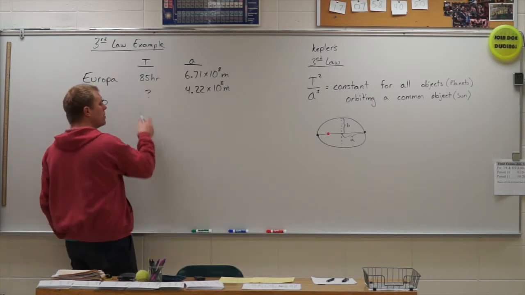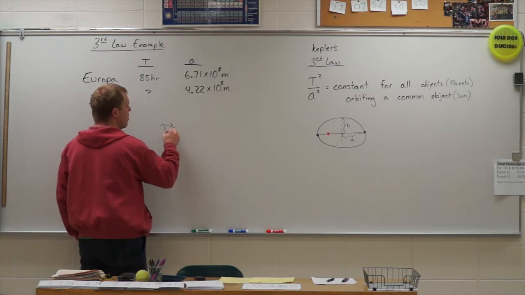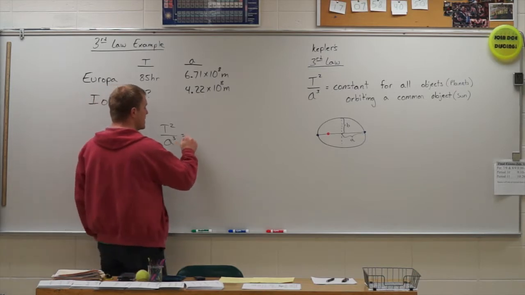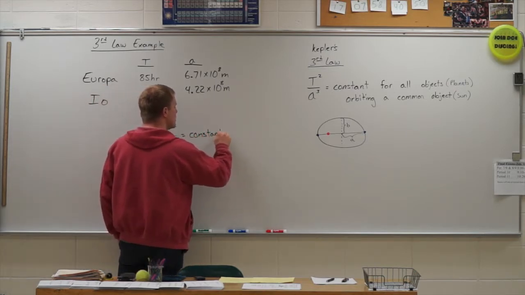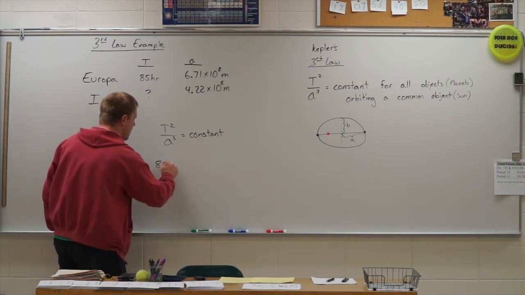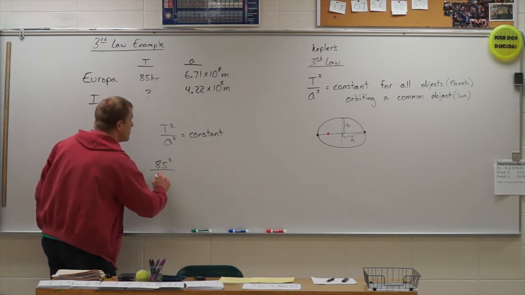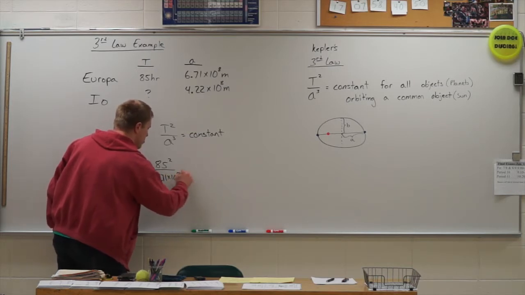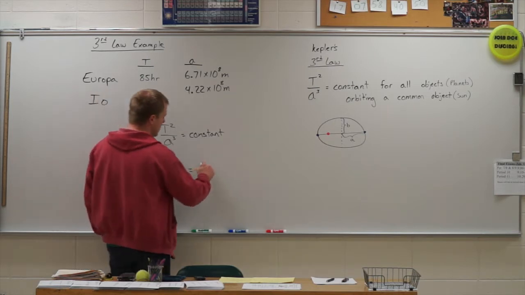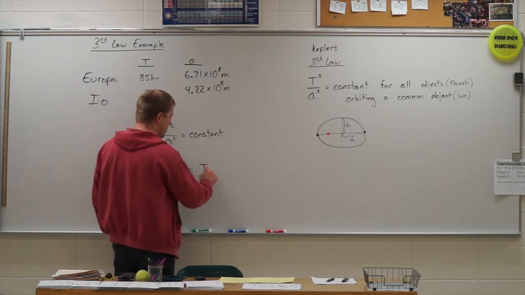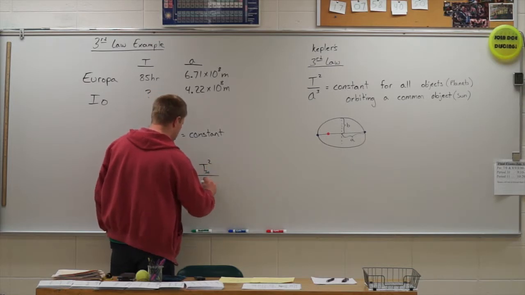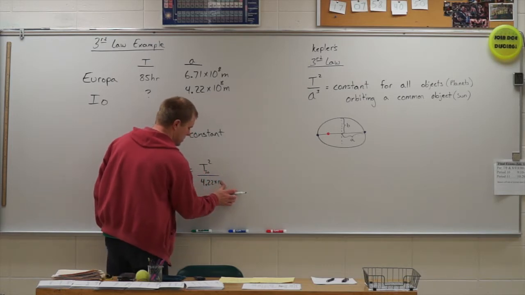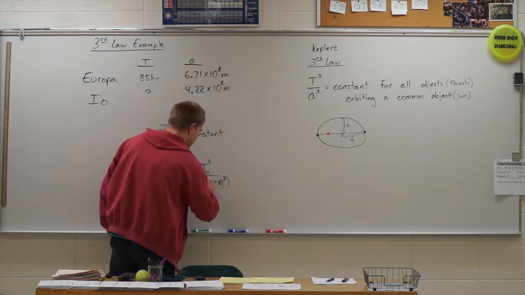So because they both orbit Jupiter, their period squared over semi-major axis cubed is going to be the same thing. Okay? It's a constant. So what we can do for this is I can set the two equal. So I can say 85 squared divided by 6.71 times 10 to the 8th cubed equals the new period, the period of Io here, squared divided by its orbital distance, so 4.22 times 10 to the 8th cubed.